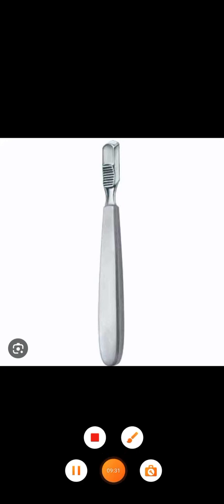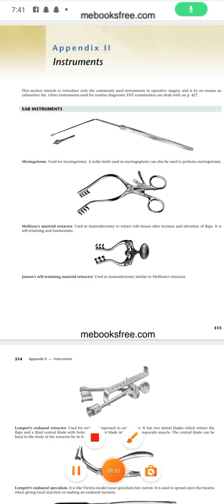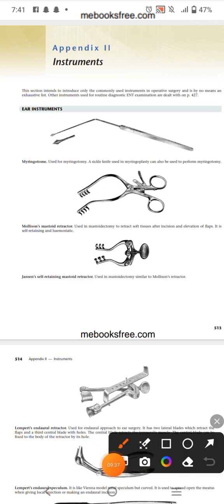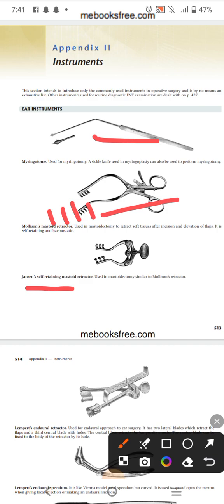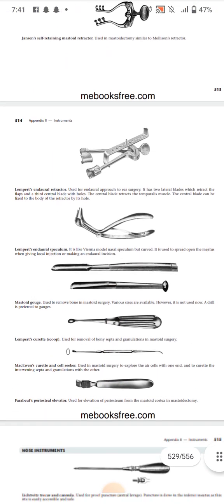So let us take a review from Shruti Dhingra as well. Okay, you can see from here that it is Myringotome. This is Mollison's mastoid retractor with two prongs and four teeth on each prong. Jansen self-retaining mastoid retractor, two prongs and three teeth on each prong and a coin-like handle, but it is somewhat scissor shaped.